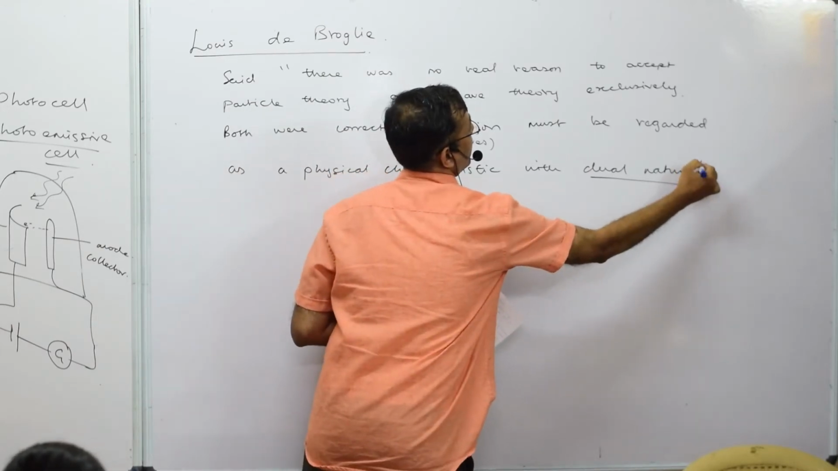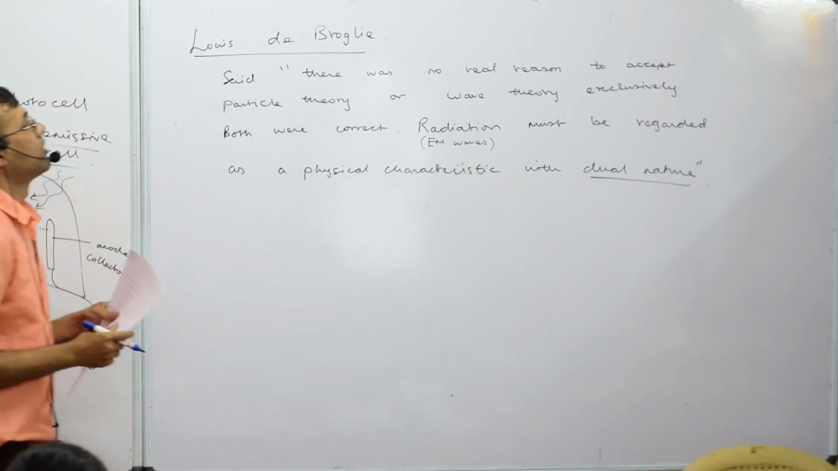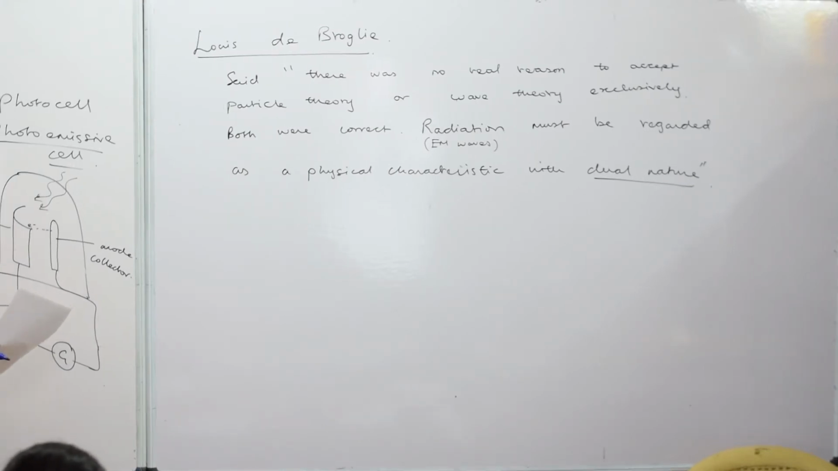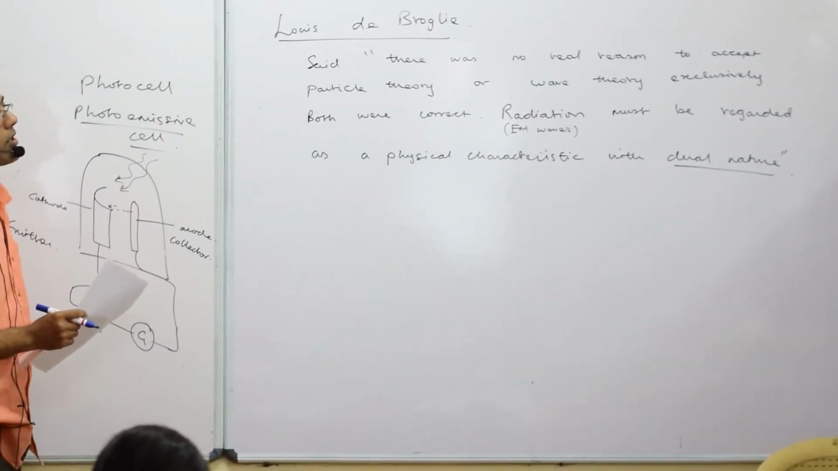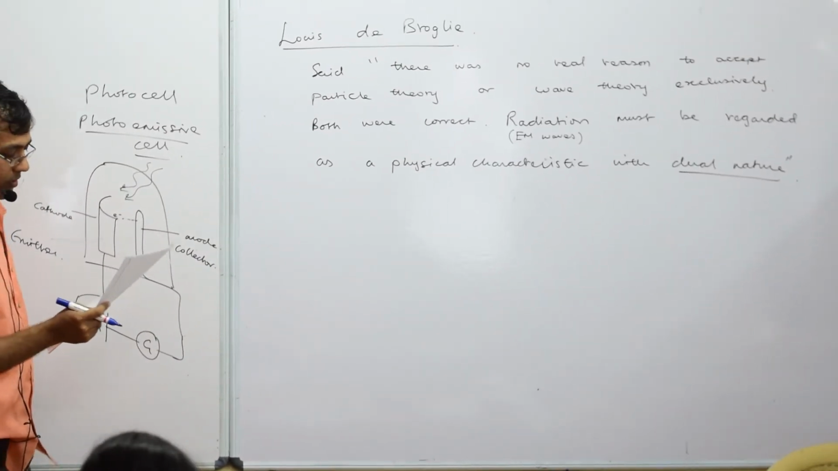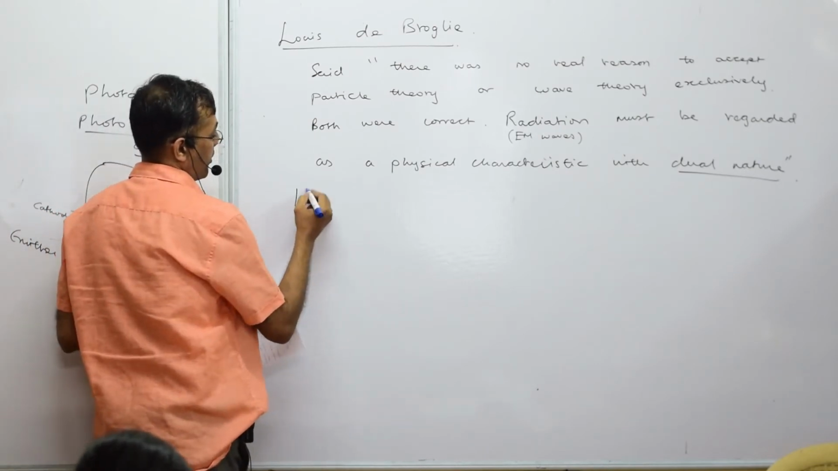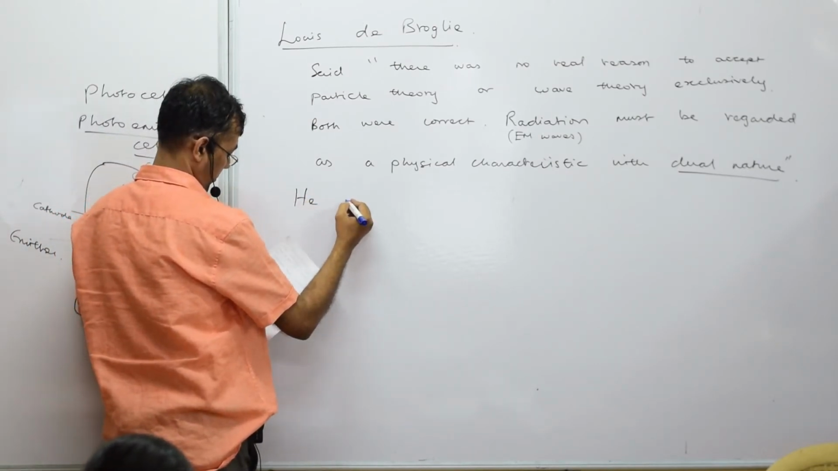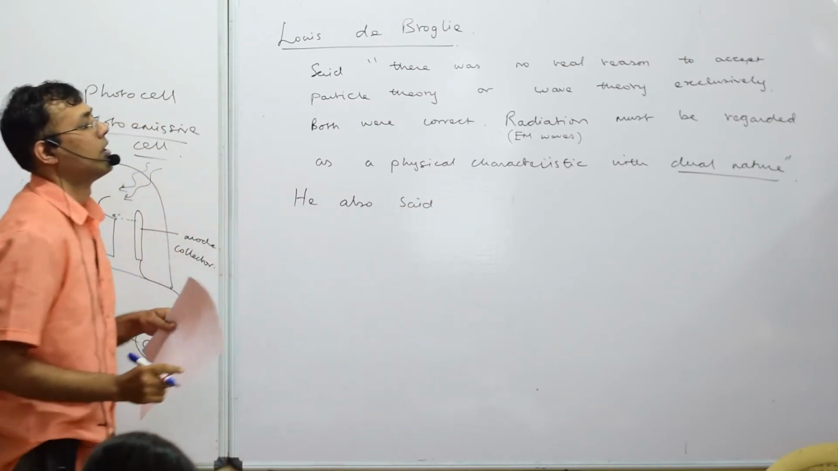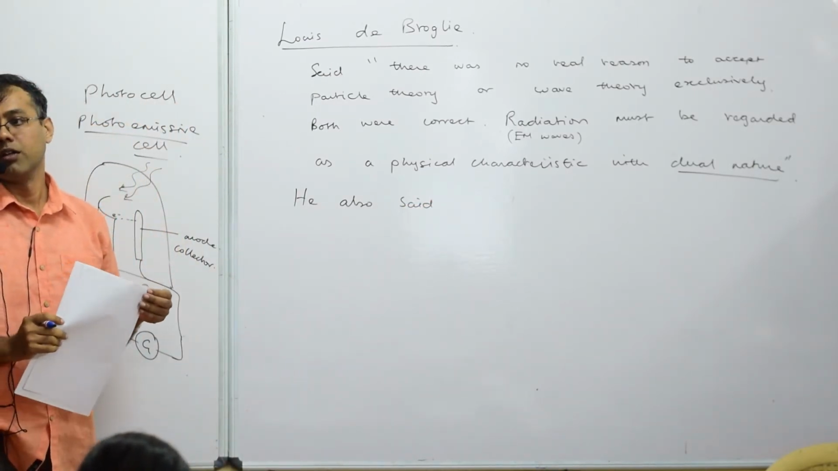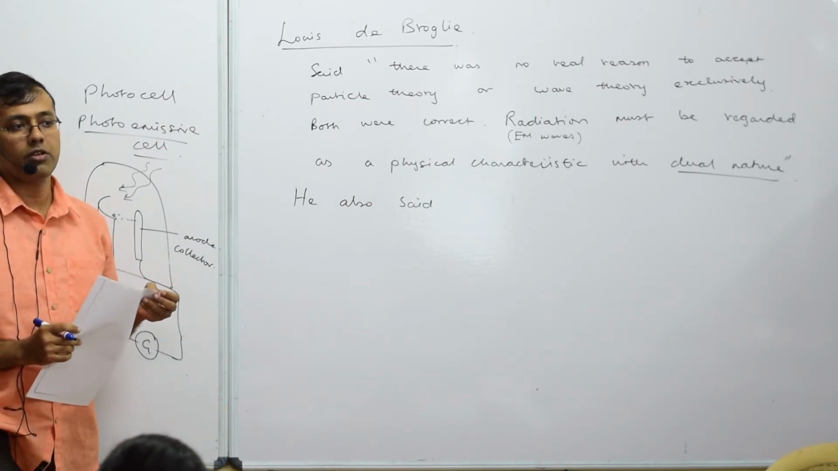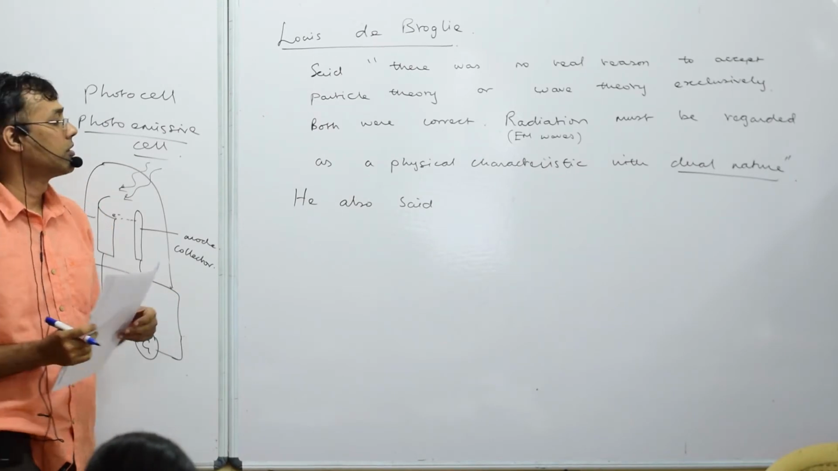Okay, so that's an important quote of what de Broglie said. There was no real reason to accept particle theory or wave theory exclusively. Both were correct. Radiation must be regarded as a physical characteristic with dual nature. And he didn't stop there. A very important question he raised was, if a wave can behave as a particle, why can't a particle behave as a wave? That was the main question he put forward.